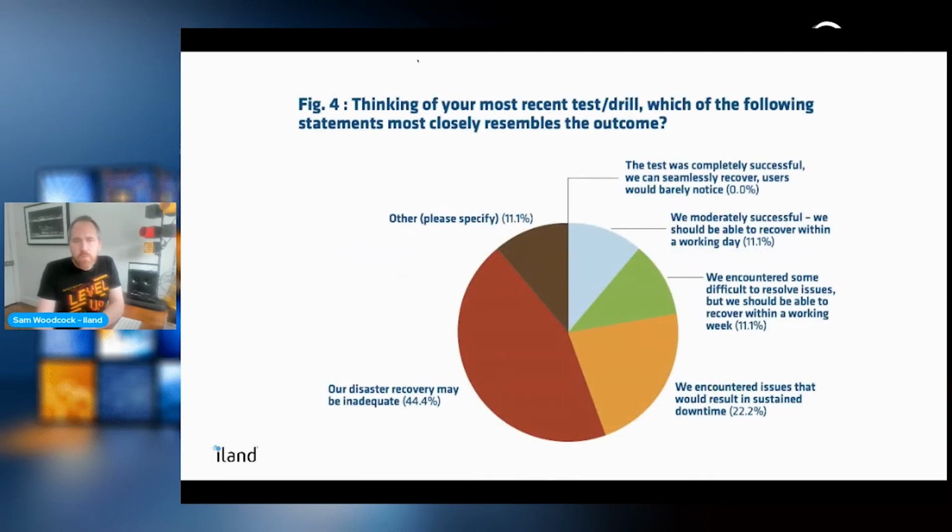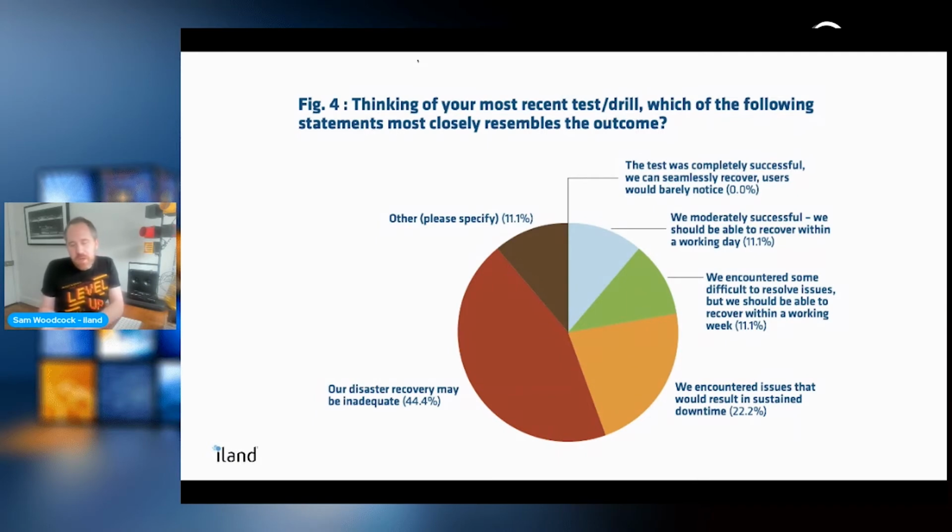And more importantly, when we actually drilled in a bit further into that testing and understood what was successful and unsuccessful about it, it was staggering for me to see that 44% of folks actually saw that their disaster recovery solution may be inadequate. And a great deal of folks here, you can see in the charts, actually suffered issues that may result in downtime or poor performance or long recovery times as well.